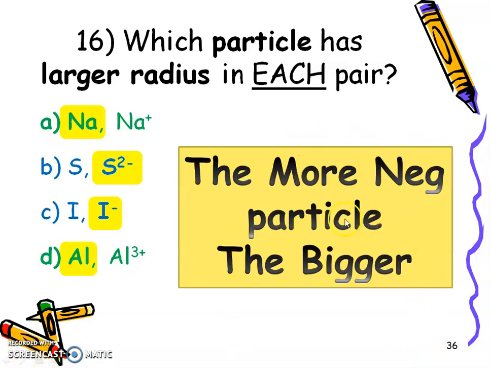And I have a little notation here. Again, the more negative the particle, the bigger that particle would be. Because if it's negative, that means it's gaining those electrons. And when it's gaining those electrons, you are gaining size and becoming the larger atom.